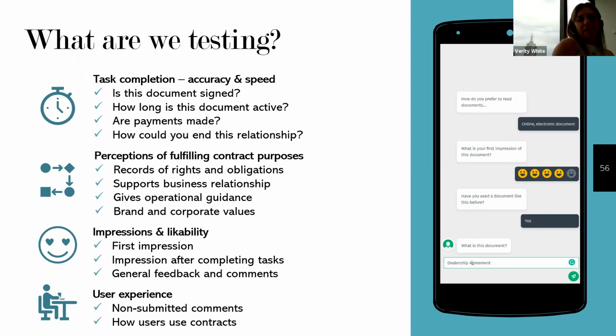Really important in terms of the testing was for us to observe the testing. We didn't want to just send out a survey. We wanted to be in the room watching people interact with the document. We gave them the option to work with the contract online or as a paper-based form, because that's how the contract was actually designed.